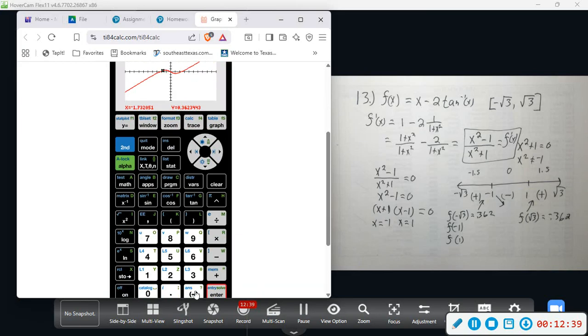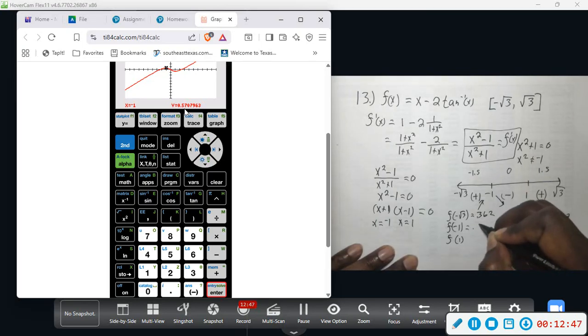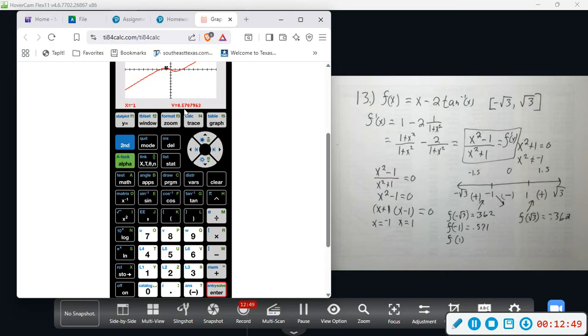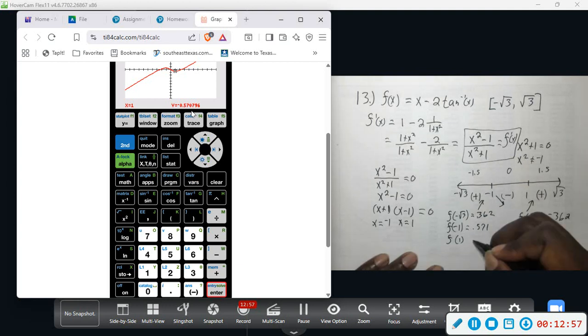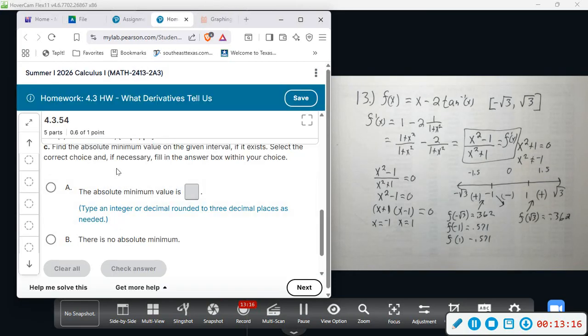And then negative 1.571. And then positive 1, we get negative 0.571. All right, so looking at these values, the absolute highest value is f of 1 at 0.571. The smallest value, negative 0.571. So those two local max and min are the absolute max and min on that interval.